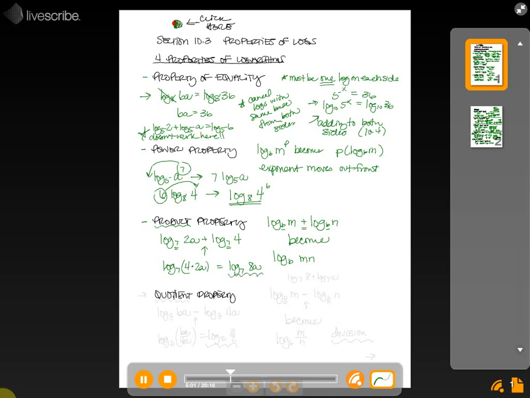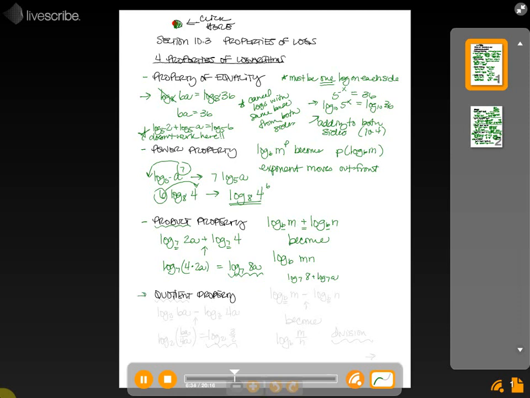Now, it does allow you to pull them apart. We're not going to really focus on that. I could pull 8a apart and make it log base 7 of 8 plus log base 7 of a. But really, we're going to focus on putting the two logs together with a plus sign in the middle. If they have the same base, they're being added together, two separate logs, then we can multiply what we're taking the logs of together, and it becomes a new expression.